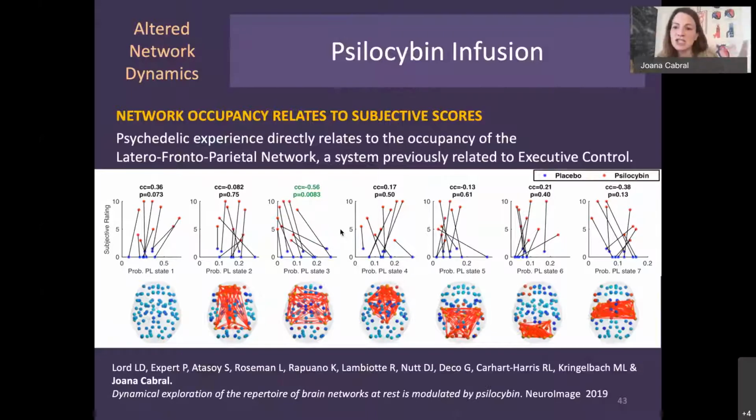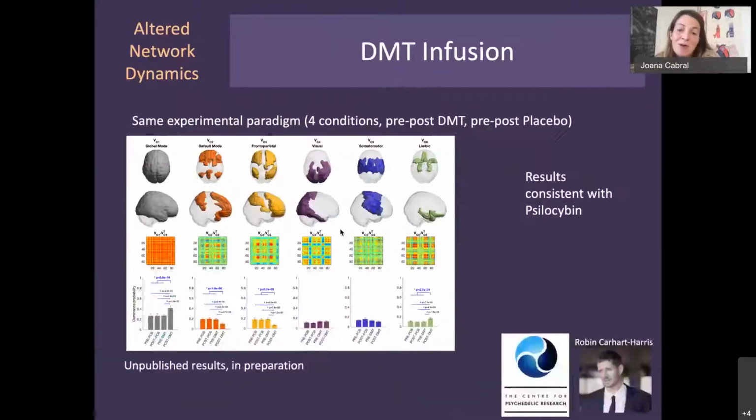And it's not just that there's more complexity or more entropy. It's a specific network configuration that correlates to the subjective score. So it's interesting. And now we got even more strong and exciting results with the DMT. The other paper was published, and now we got a new unique data set from people with DMT.